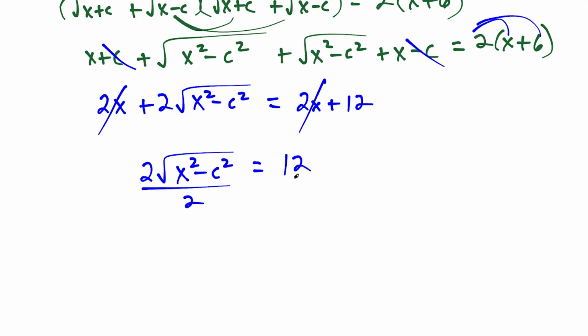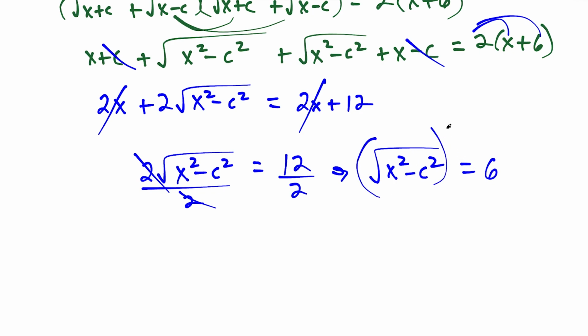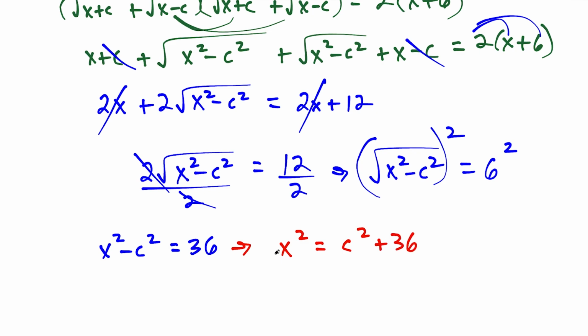So from here, first I would divide both sides by 2, and this would give us the square root of x squared minus c squared is equal to 6. And from here, I would square both sides. So now in the next line, we have x squared minus c squared is equal to 36. But c is being treated as a positive constant. So from here, we could say x squared is equal to c squared plus 36. So solving for x, we take the square root of both sides, and we have x equals plus or minus the square root of c squared plus 36.